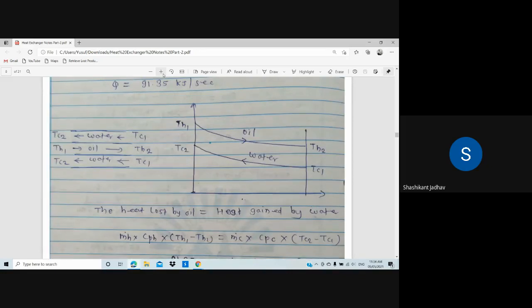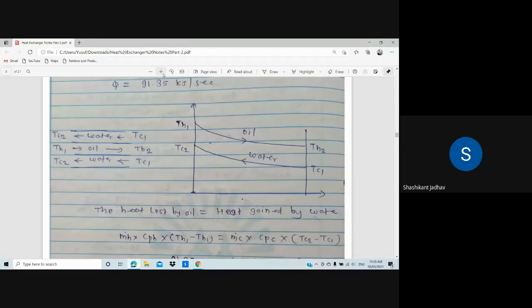Okay, so first of all we have to calculate the value of Q, then we have to draw this graphical representation where the values of TH1, TH2, TC1, TC2, oil and water are there. Oil is the hot fluid, water is the cold fluid. On the left hand side I have drawn the flow arrangement diagram because oil is moving in the forward direction and water is moving in the backward direction. So that representation is given in the diagram. All of you draw the flow arrangement diagram and the counter flow arrangement diagram.